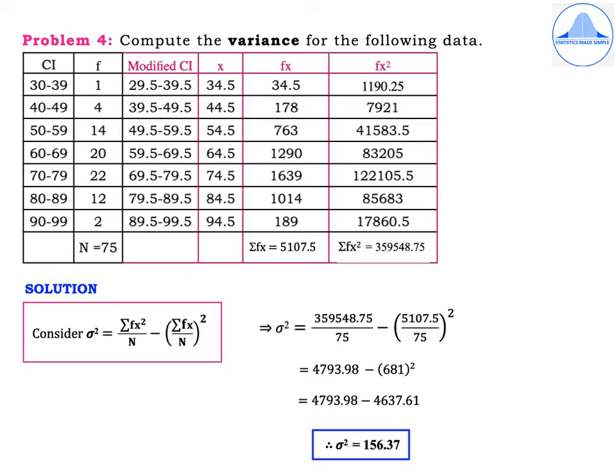Then calculate fx square, which is 1190.25, 7921, 41583.5, 83205, 1,22,105.5, 85,683 and 17,860.5. Summation fx square is equal to 3,59,548.75.